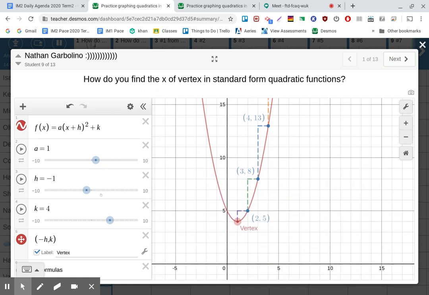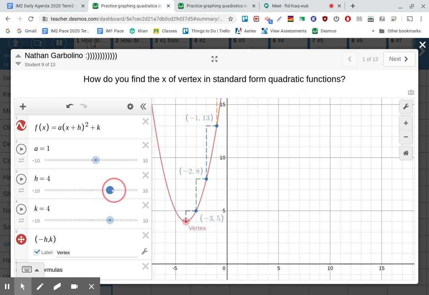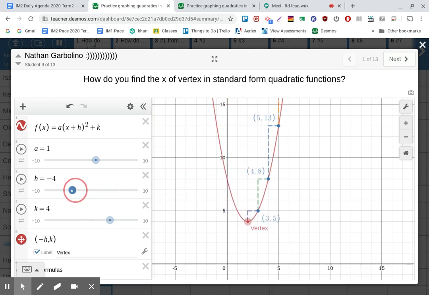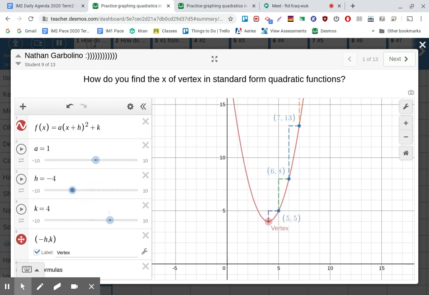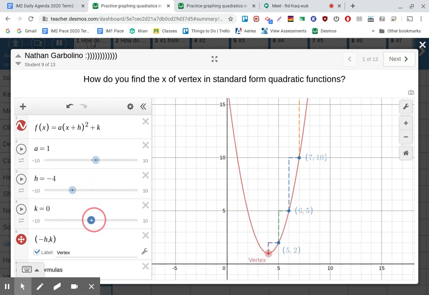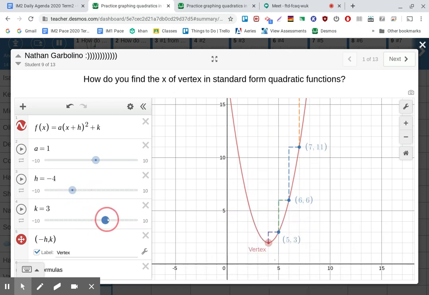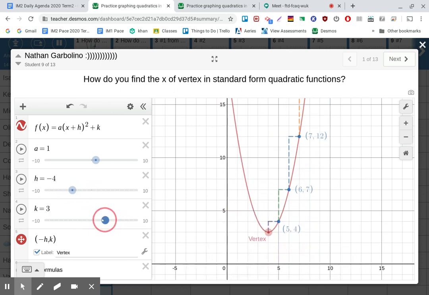Yes. And also you can move the H. Watch, if you move it to the right, the graph goes to the left. If you move H to the left, the graph goes to the right. It's backwards, right? But it's not backwards, it just looks backwards. K, you move it down, it goes down. You move it up, it moves up, okay?